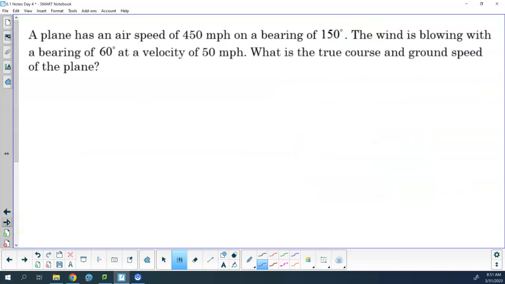Let's do number 1, the first one right there at the bottom of the page. I'm going to read it and make sure it's the same one. A plane has an airspeed of 450 miles per hour bearing 150 degrees. The wind is blowing with a bearing of 60 degrees at a velocity of 50 miles per hour. What is the true course and ground speed of the plane? So we start with our equation, A plus W equals G.